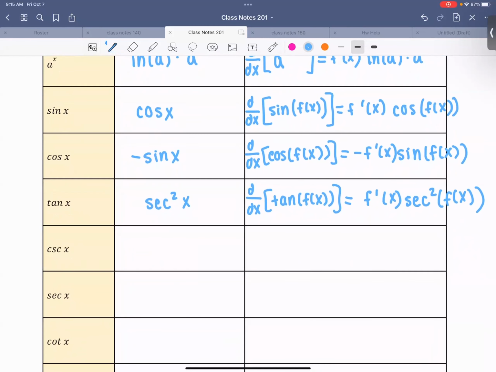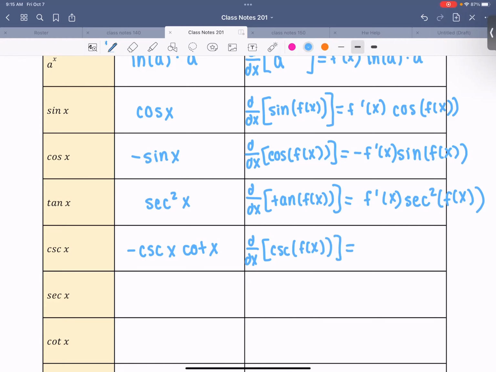Okay, cosecant x, what's that derivative? Awesome. Negative cosecant x cotangent x. Okay. Now this chain rule is going to be a little bit different because we have two x's in our derivative. Let's see if we can figure this out. So I want to find the derivative of cosecant of f of x.